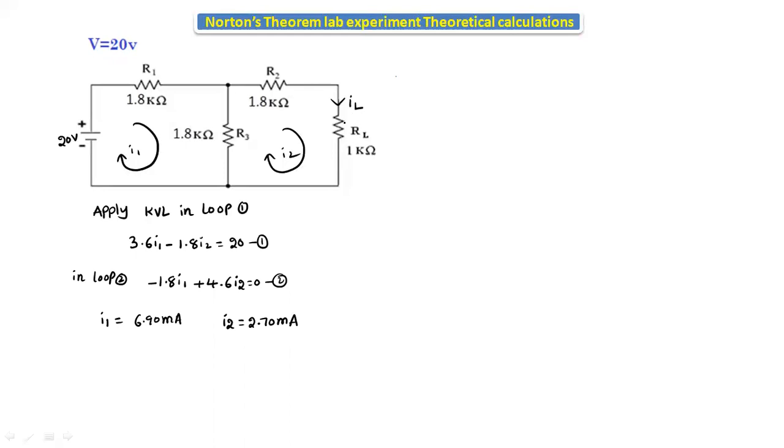Here, the current passing through this branch is I2. So from this we can say that load current IL is equal to I2, which is 2.70 milliamps. This is the load current for the given supply voltage of 20 volts.